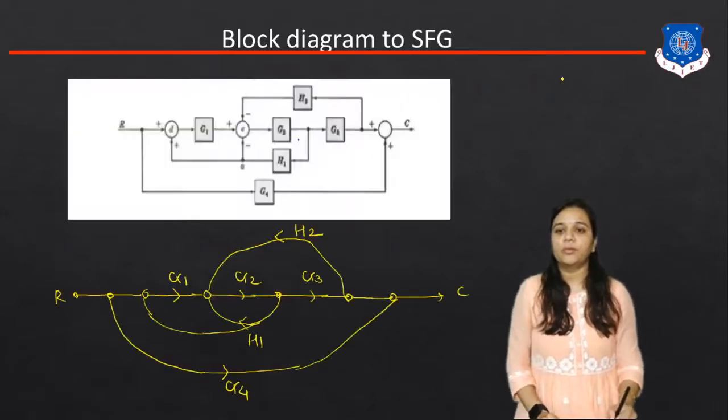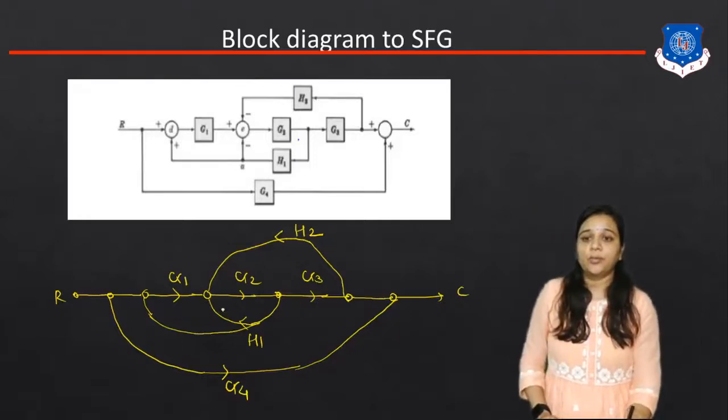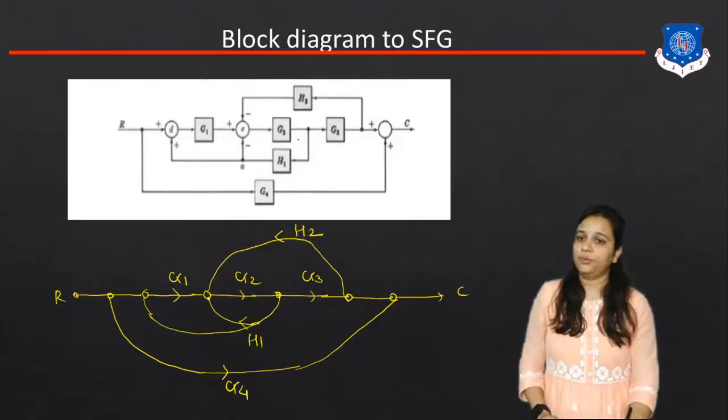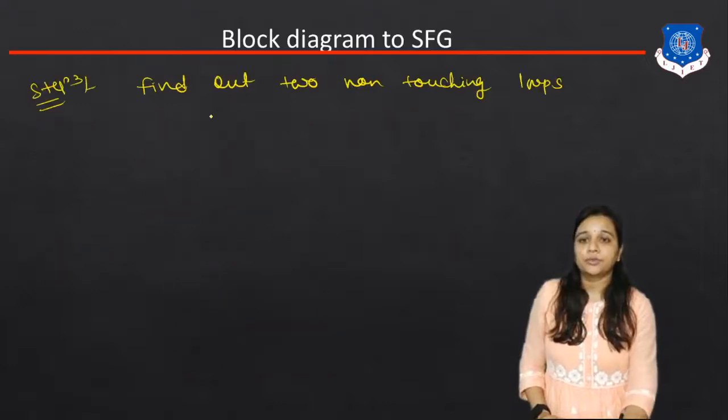Okay, so check the loop number 1, 2 and 3. For loop number 1 and 2, the node is common. For loop number 2 and 3, again node is common. And for 1 and 3, again node is common. So there is no 2 non-touching loop available. So the answer is 0.